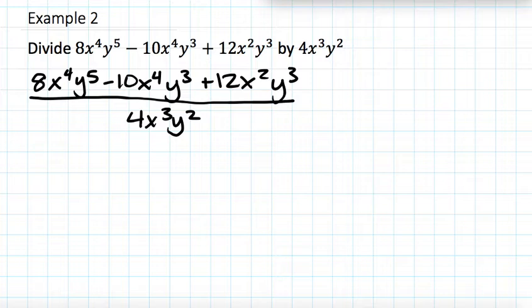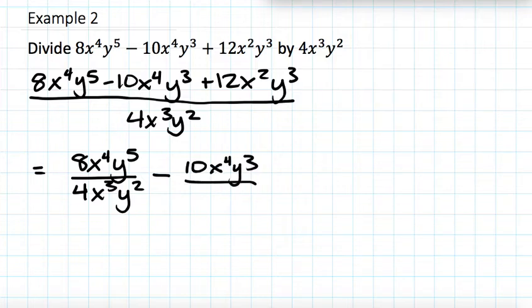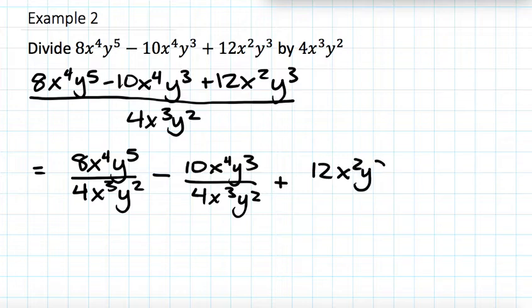Then I'm going to split it up. Obviously, if you're doing these problems, you can combine these steps together for a little bit less writing, but I'm going to write it out so that it's clear. I have a minus sign in front of the 10x to the fourth, y to the third. And I have a plus sign in front of 12x squared y to the third. Okay, so now I just go through each fraction and simplify accordingly.